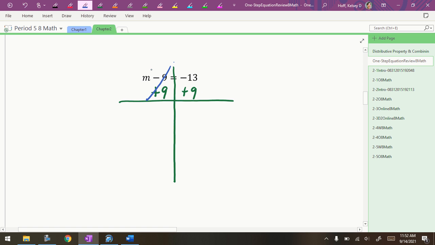9 and negative 9 cancel. I drag down my m, and Ms. Hoff always puts a 1 in front of it. Negative 13 plus 9. Negative 4.